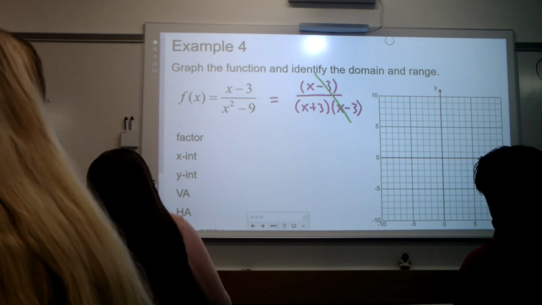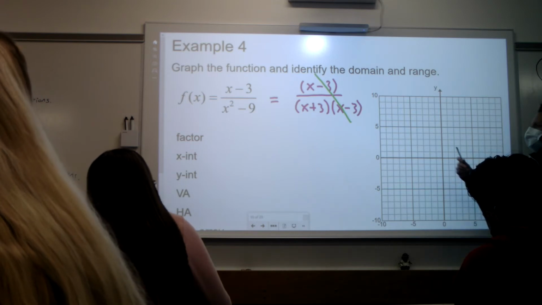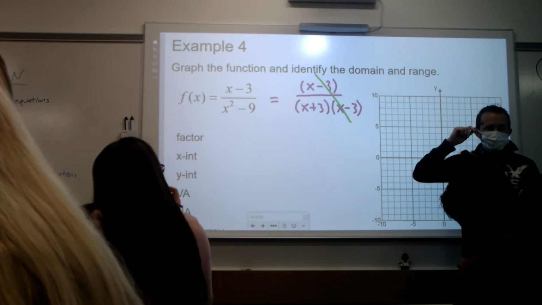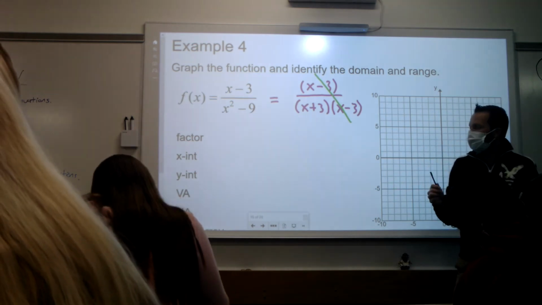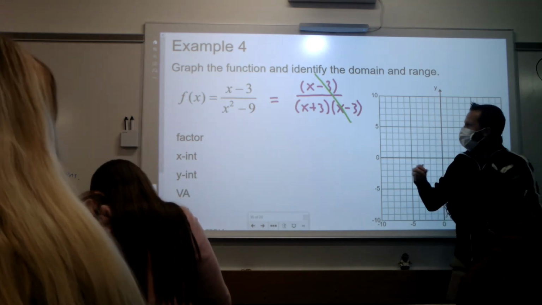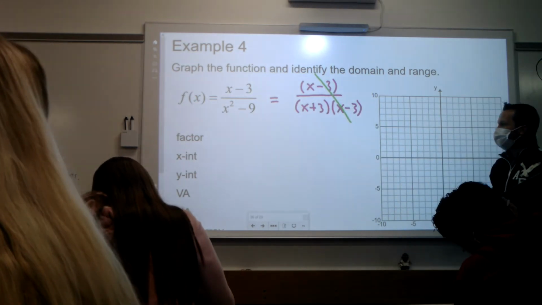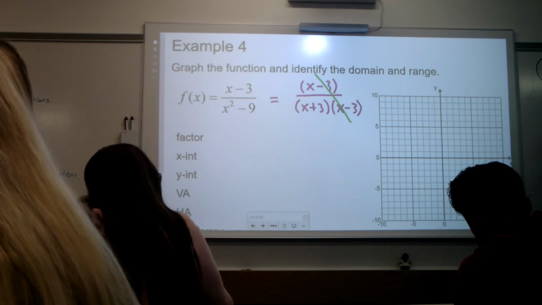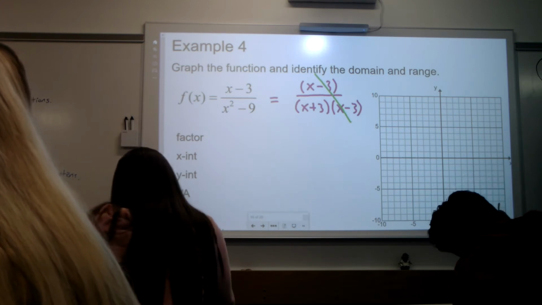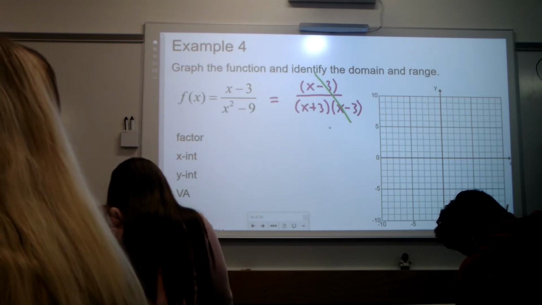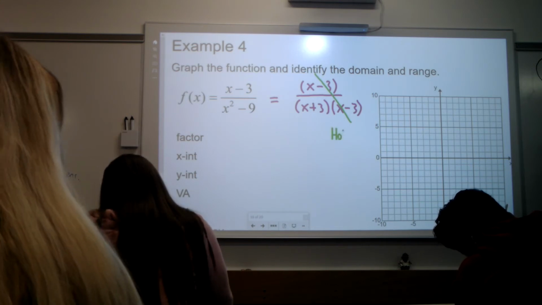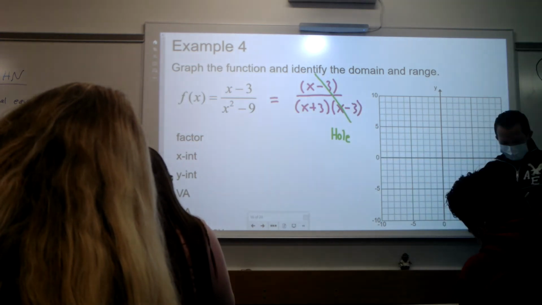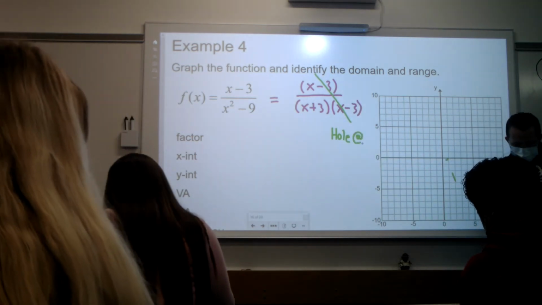However, there's a problem here, guys. Even though I cross this out, you can't just forget about it. You need to remember it because it's going to show up in your graph. When you cross out a factor, this actually is going to turn into a hole in the graph. I think we talked about that for just a brief second last time. But if you cross it out, this means that there's going to be a hole at whatever would make that become 0, which is 3. So I want to say there's a hole at 3.